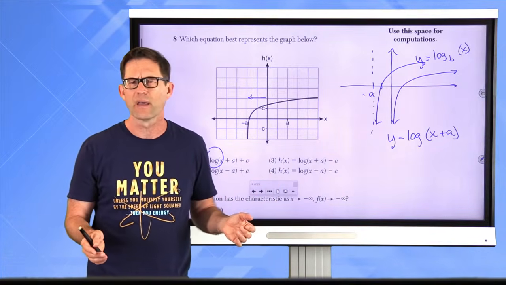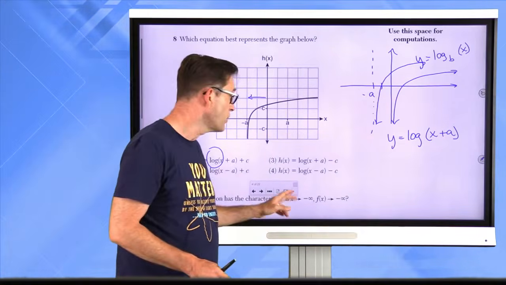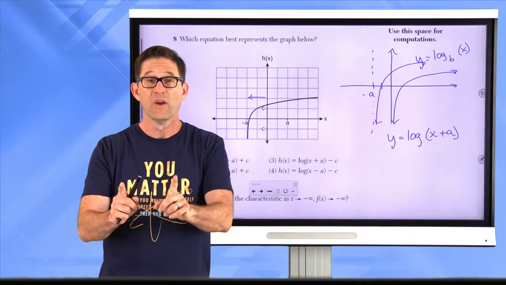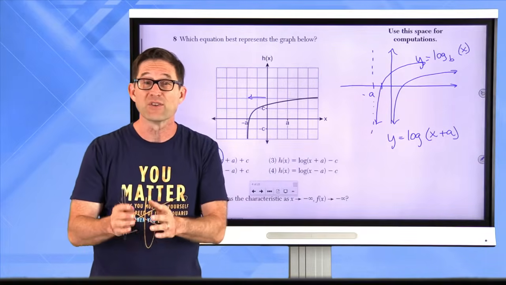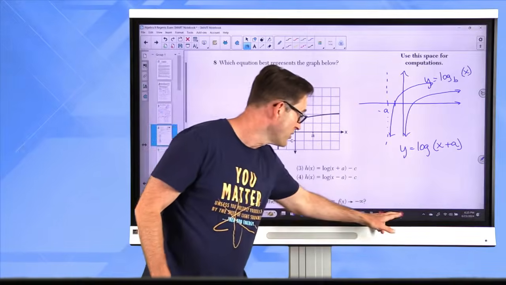Now you might be saying, well, no, it can't. They've definitely shifted it up 1 unit. Just remember, we don't know what c and a are. We just know they're both positive numbers. So just for a moment, I want to show you something.